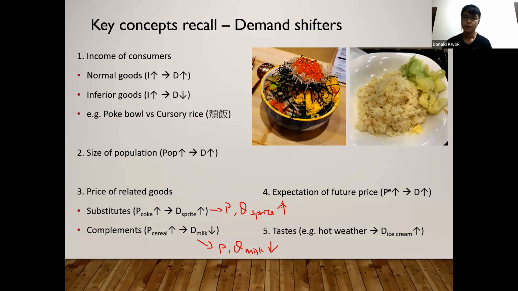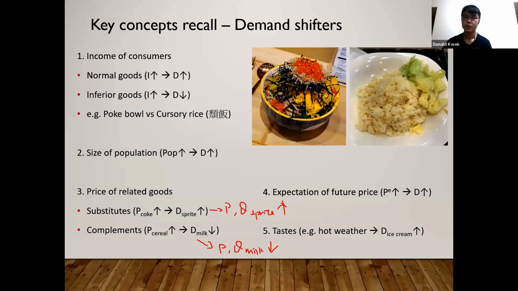Okay, so the fourth point is about the expectation of future price. If you as a consumer foresee the future price to increase, then you would buy more of the product at the moment. So your current demand for the good will increase. While the fifth point, taste or preference. A simple example is, if it is hot weather, then your demand for ice cream will increase, right? You would like to consume more cooler food.